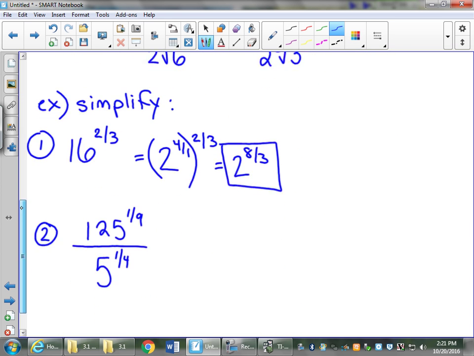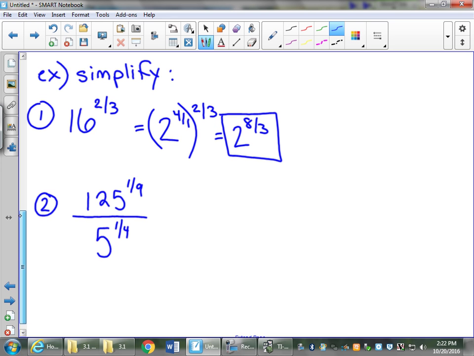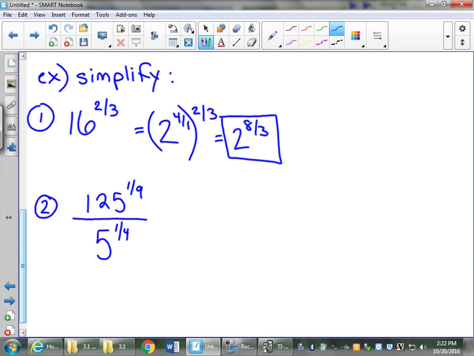These are not the same base. These are not the same root. We're not adding or subtracting. I could try to look for perfect nth factors, but this is actually, again, another low base problem. The denominator is already a low base. The numerator is not. So we can rewrite the numerator. Instead of 125, I'm going to write 5 cubed. That's still to the 1/9, and it's over 5 to the 1/4.